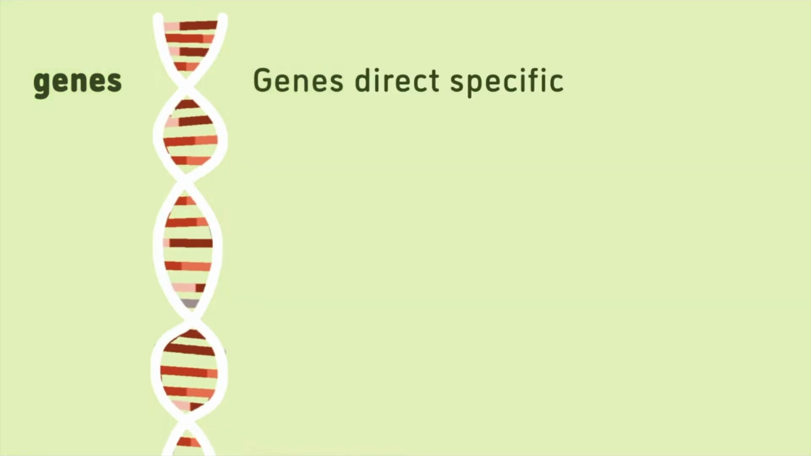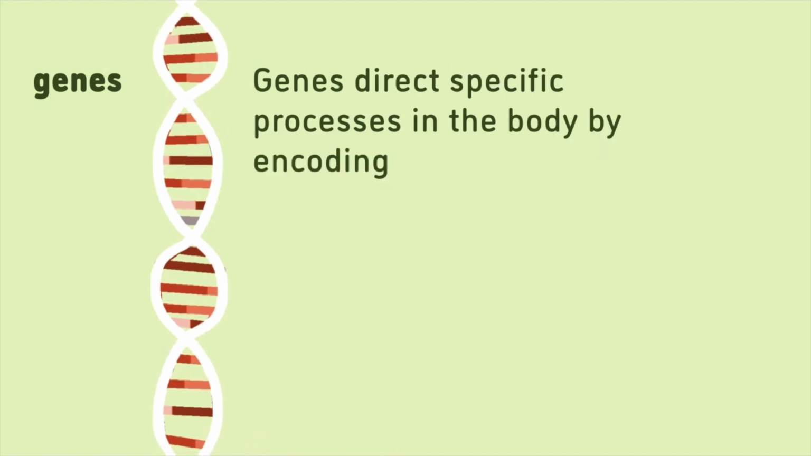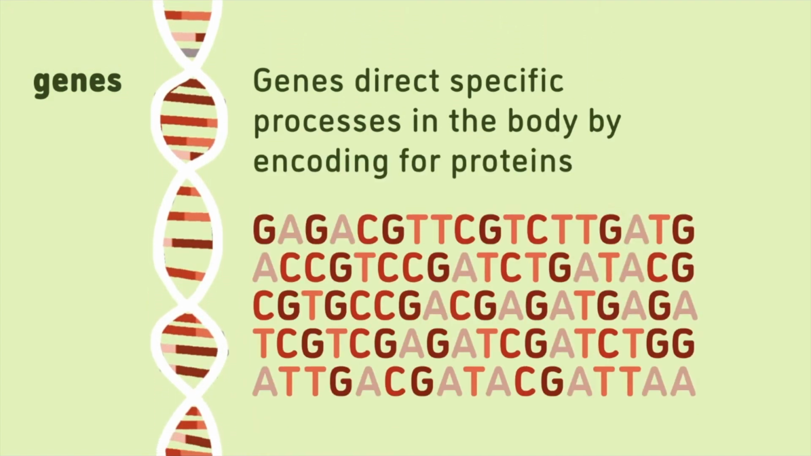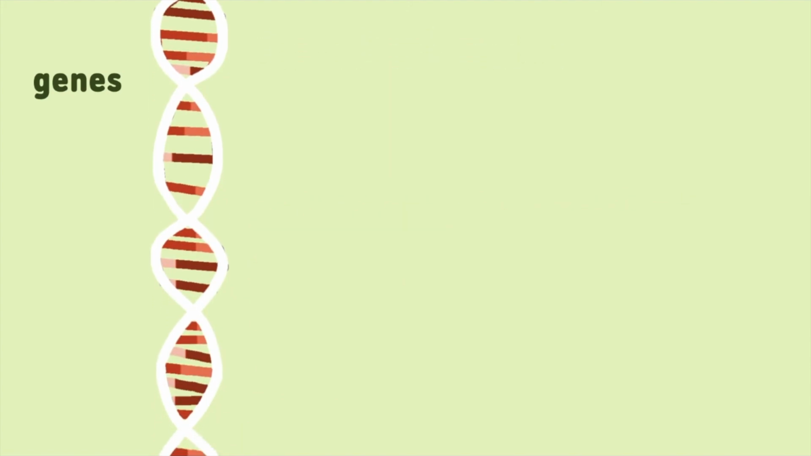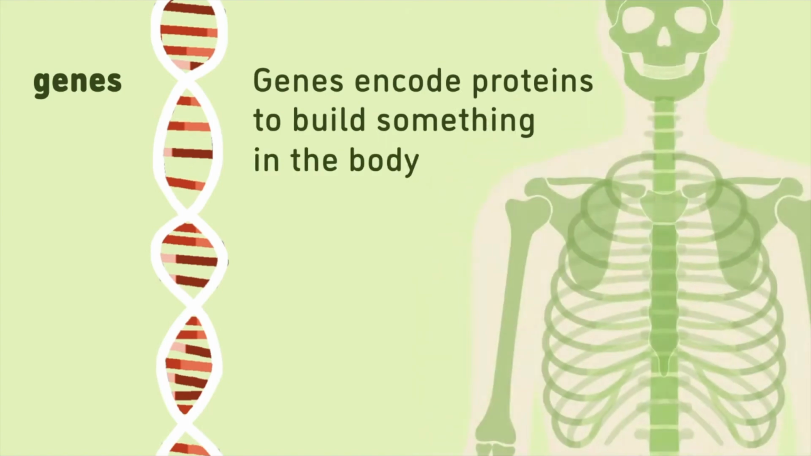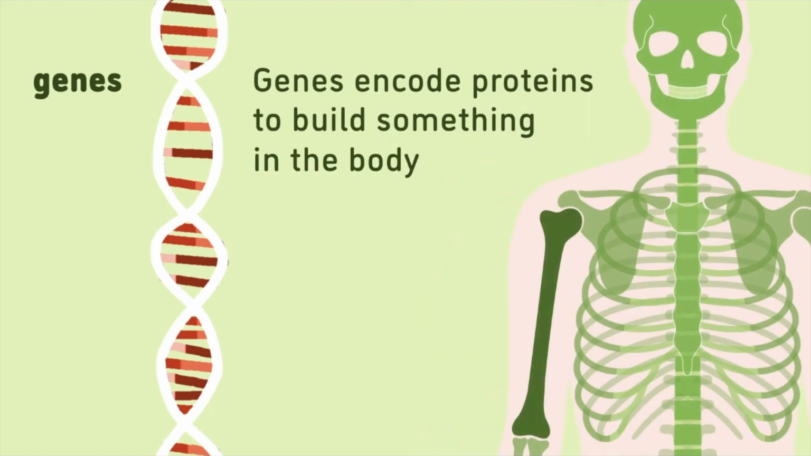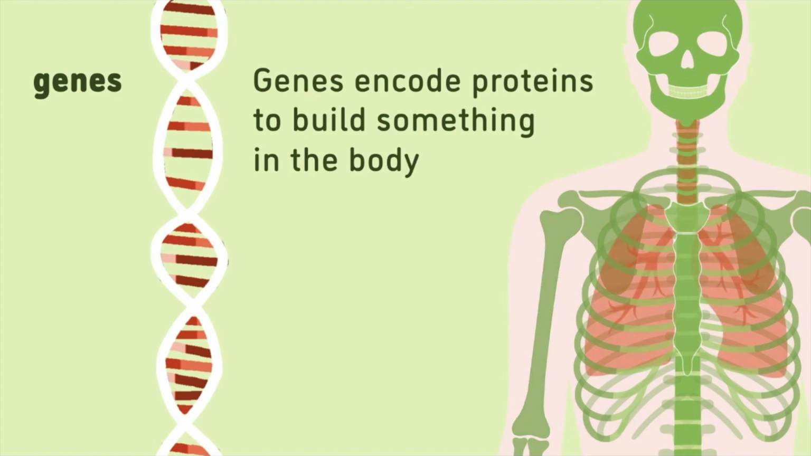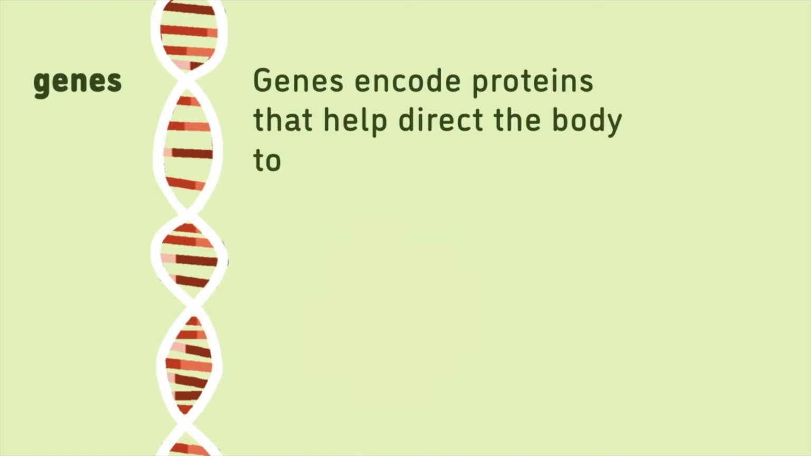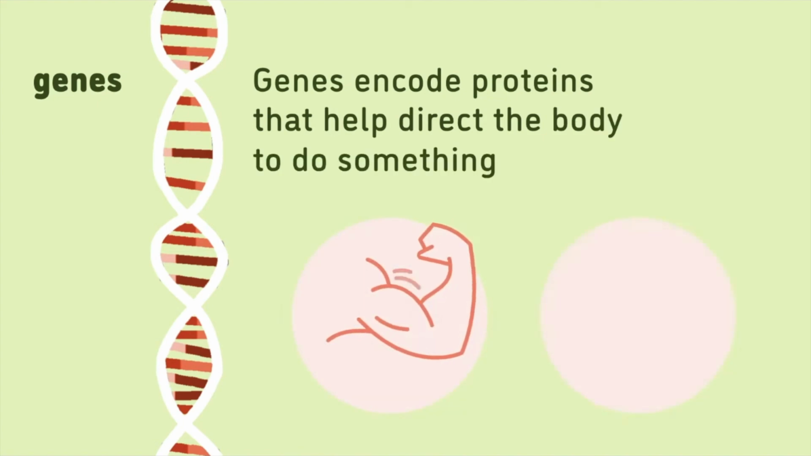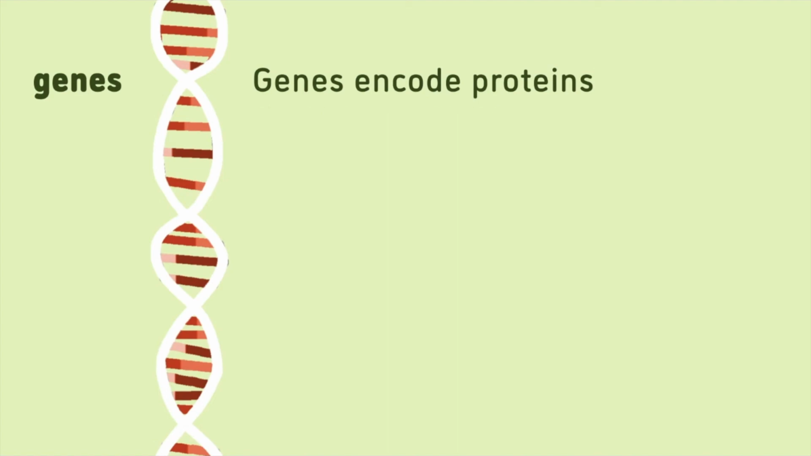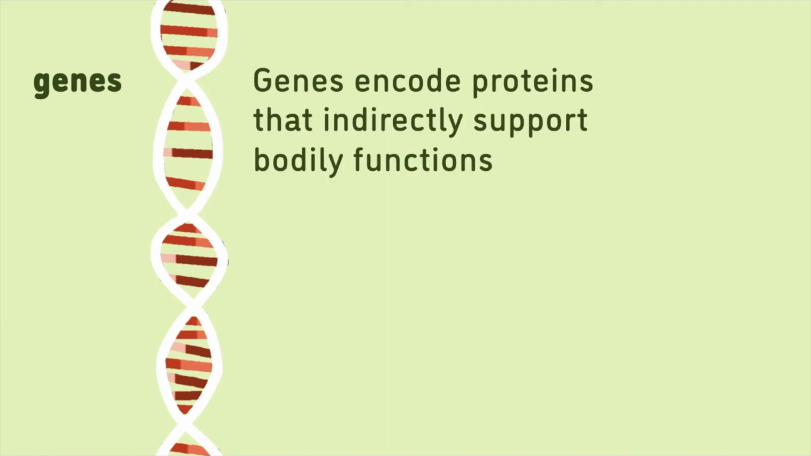Genes in general direct specific processes in the body by encoding for proteins. A gene's primary function can be broken down into 4 general categories. First, genes can encode proteins to build something in the body. This can be anything from muscle to bones and cartilage, and any other of our internal structures. Secondly, genes can encode proteins that help direct the body to do something, such as muscles flexing or hair growing. Thirdly, genes encode proteins that indirectly support bodily functions.